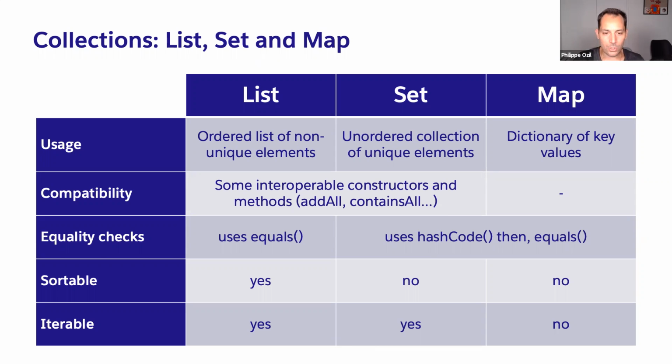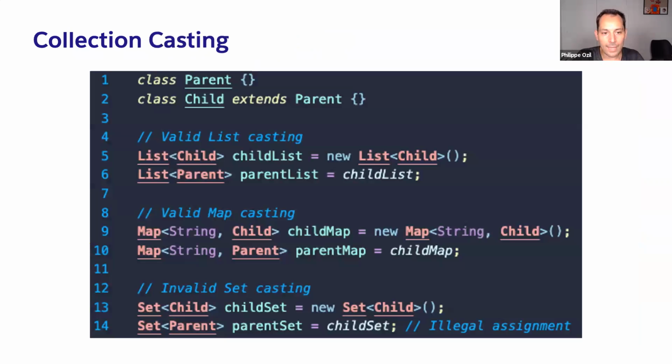So that's the general structure of the different collections. As I mentioned, some of them are interoperable, and this means that you can actually do a bit of casting between the different types. So let's take a code example here. In lines 1 and 2, we create a parent class and we create a child class, which extends the parent. After that, we're testing different scenarios of casting the different types. So for a list, it's fine. If you have a list of children, you can assign it to a list of parents. The casting is valid. This assignment can work in line 6.